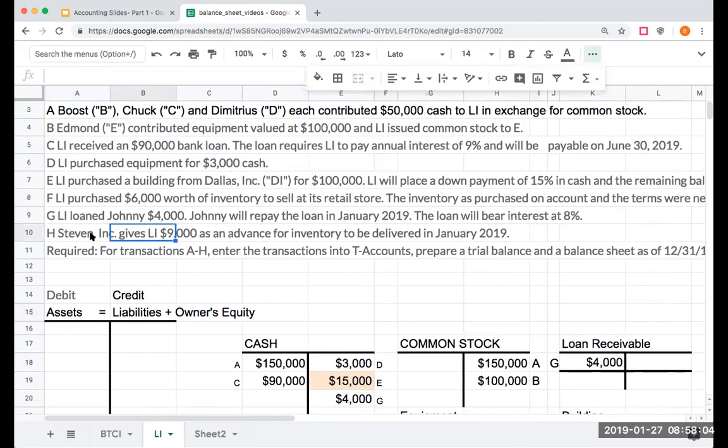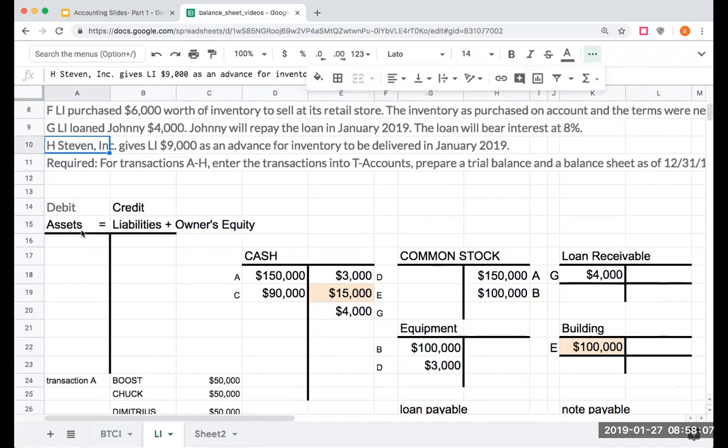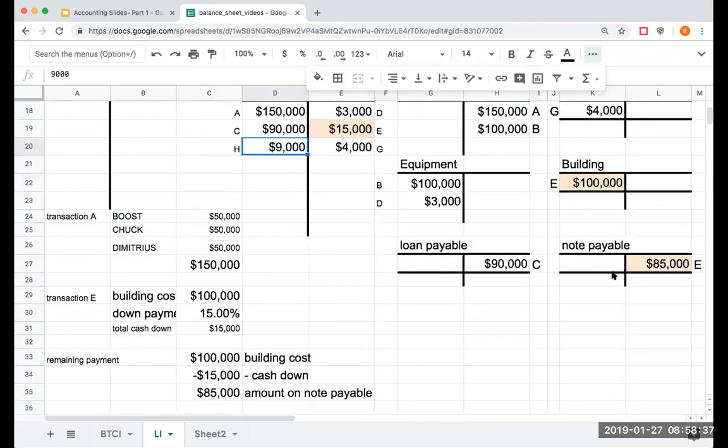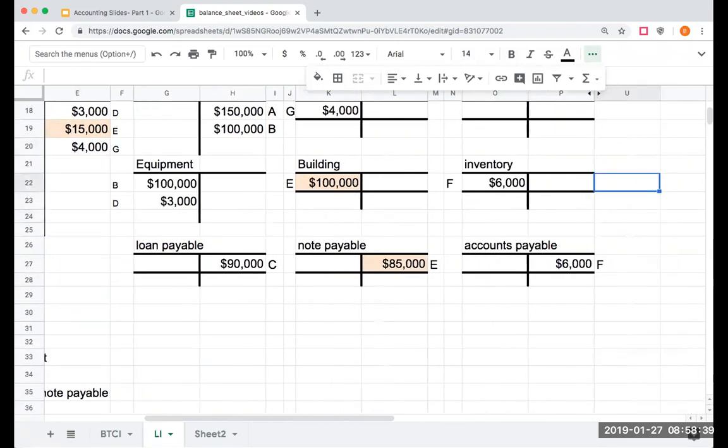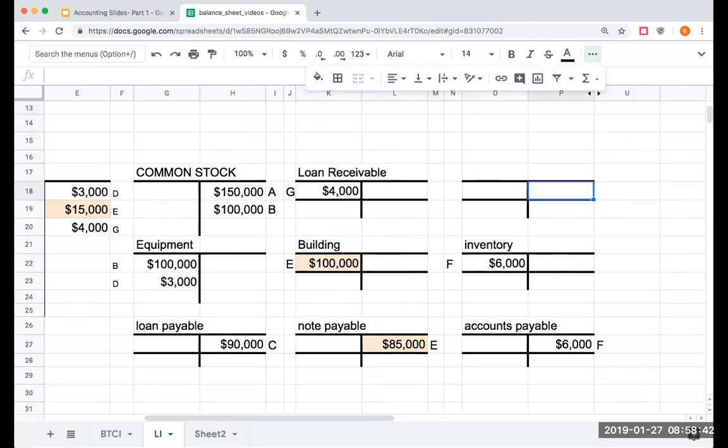Okay, last one here, Stephen Inc. gives LI $9,000 as an advance for inventory to be delivered in January of 2019. So right here, I'm receiving cash of $9,000. And this is letter H. Stephen gives Larry Inc. $9,000, so I'm debiting cash for $9,000. For every debit, I need a credit. And here, I need a credit for $9,000.